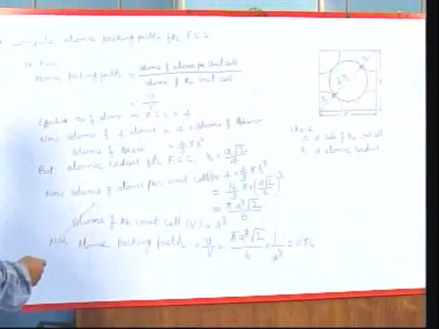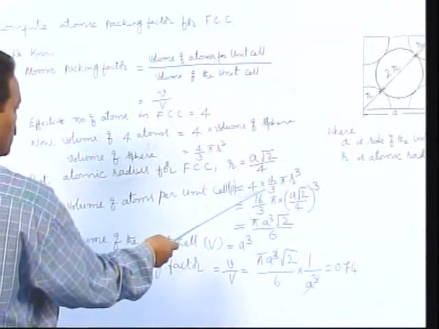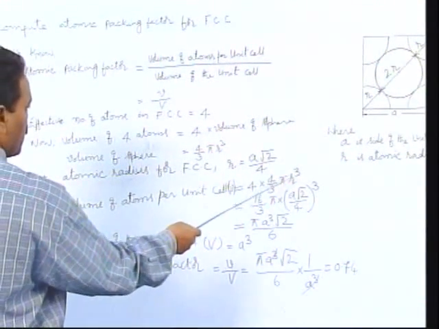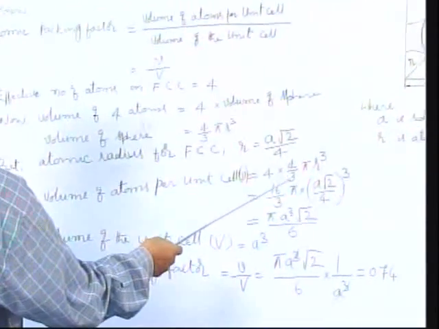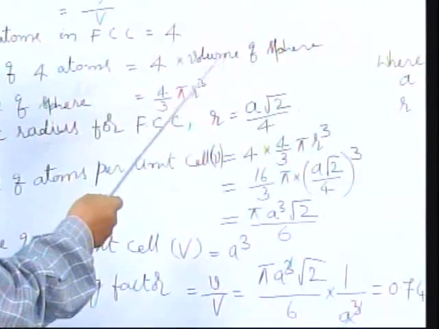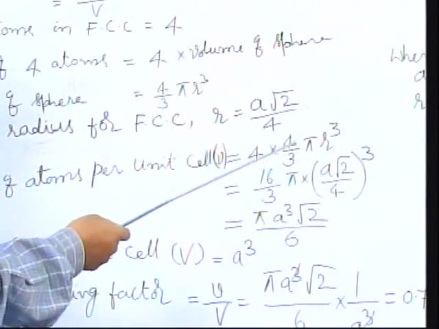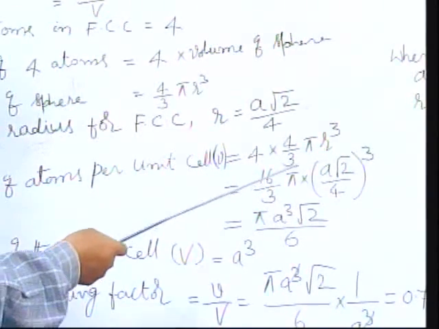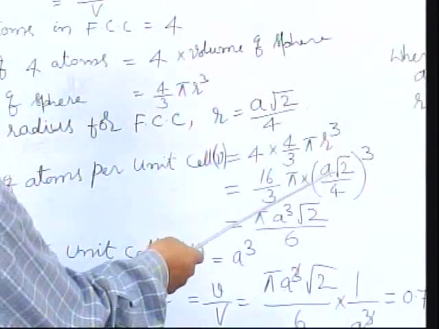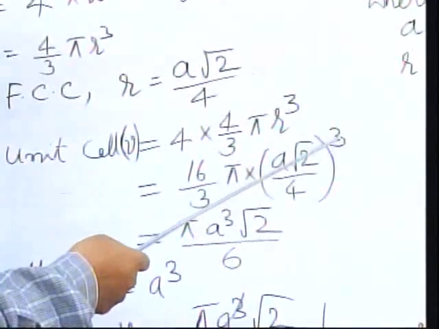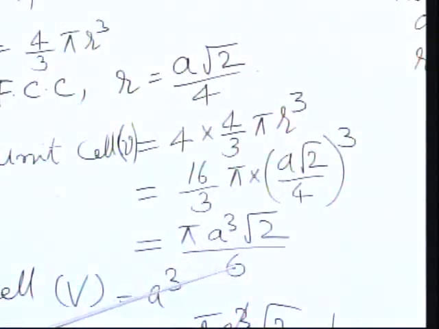Now volume of atoms per unit cell v is equal to 4 into 4 by 3 pi r cube. This 4 by 3 pi r cube is substituted in the place of volume of sphere. Now you simplify this. By simplifying this, 4 into 4 will be 16 by 3 into pi, that is into (a root 2 by 4) to the power of cube. Now this is equal to pi into a cube into root 2 by 6.